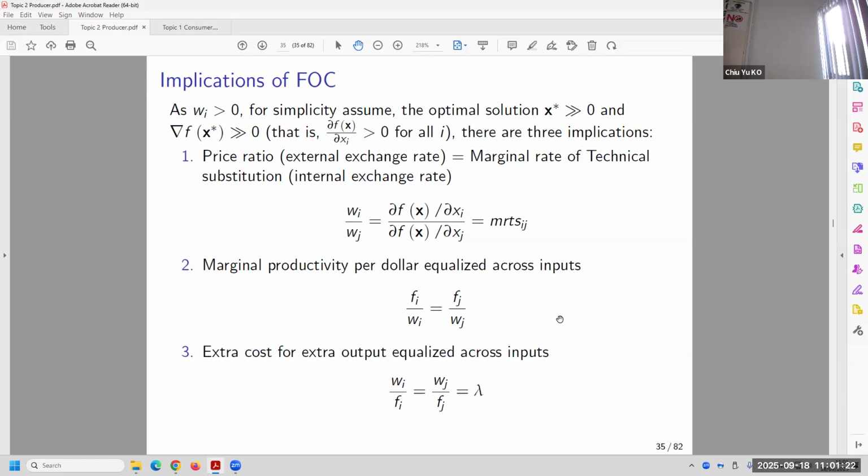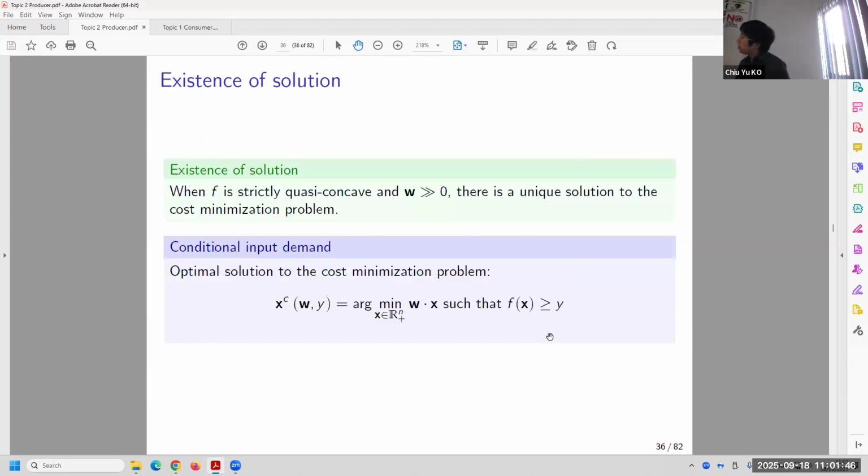So it's how much you need to pay if you increase one more unit of output at the optimum, right? So that is lambda, and you can see lambda is the marginal cost. But anyway, it is the same idea as we have in the consumer case.